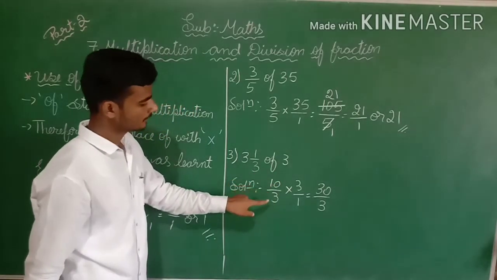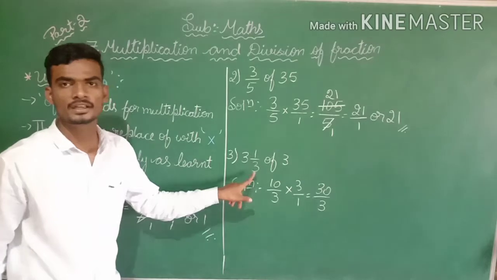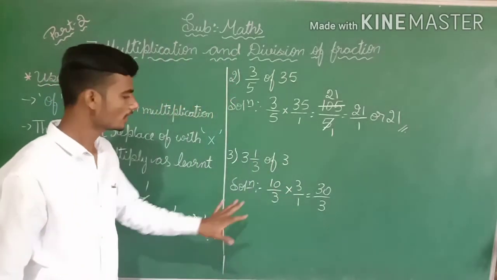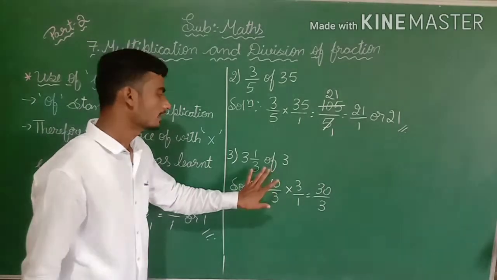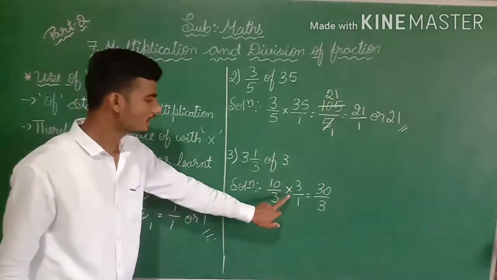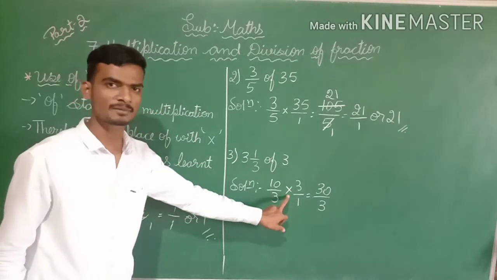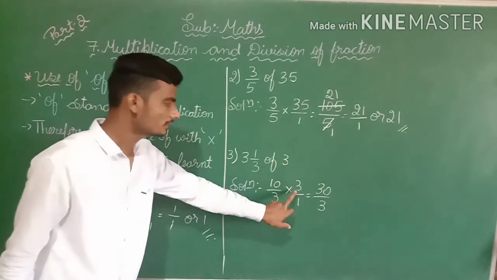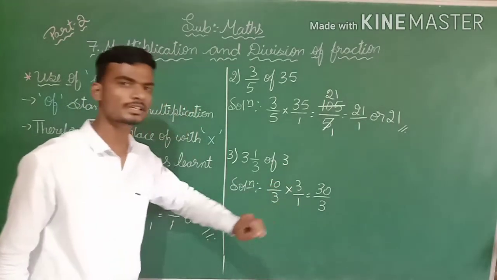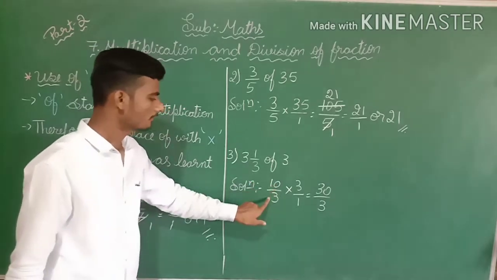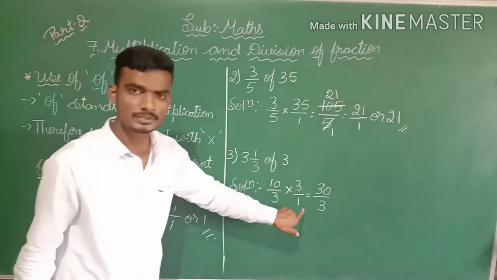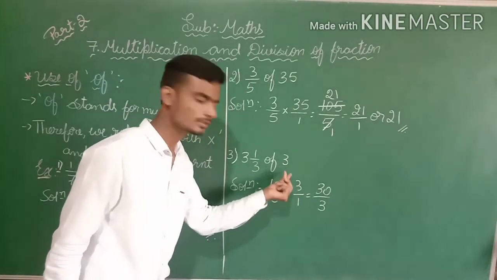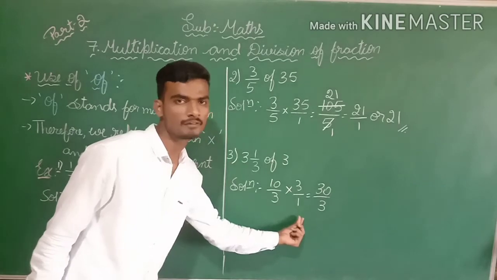Okay, 10 by 3. You have to write the denominator as it is. The denominator will not change under any condition. Okay, you have to remember that. Then in the place of "of", I have written a multiplication symbol. Then for this whole number, I have written it as a fraction too. Why? Because we have one fraction, so for making this whole number also a fraction, you can write it as divided by 1.